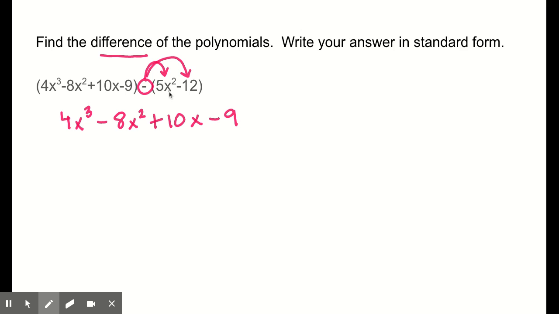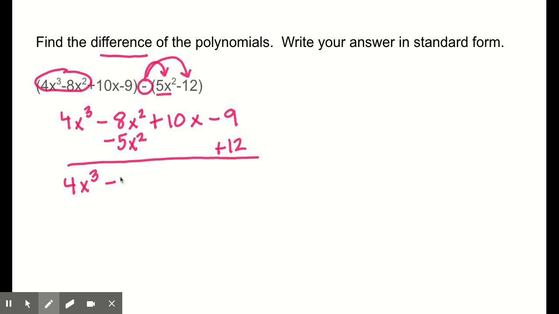And if I distribute this negative, this becomes a negative 5x squared. Well, that needs to be stacked with the other x squared term. And this becomes a positive 12. So from there, I can go through and combine my like terms. Now, something I noticed on the test is that I had some students that were combining these two terms because I think they misread the exponents. So be really careful with that. We can't combine those two. So we have here 4x cubed minus 13x squared plus 10x plus 3. And that is the difference in standard form.